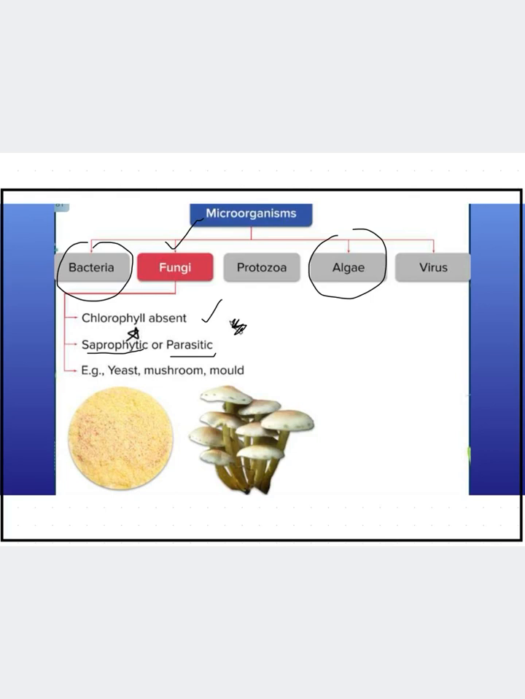And you can easily see some of the pictures, some of the examples, like we prepare idli with the help of yeast. The mushrooms that we generally cook, we make vegetables using the mushrooms, we generally enjoy mushrooms. So mushroom is an example of fungi. Okay, mushroom is an example of fungi. Okay, right.